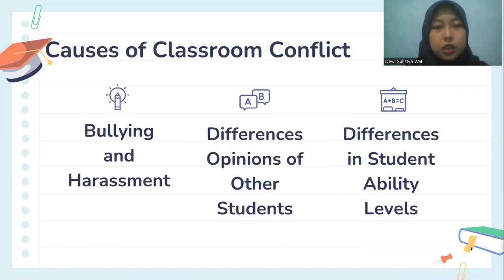Next is differences in student ability levels. The emergence of academic gaps stems from students' different levels of ability. Students with higher abilities might feel frustrated or unchallenged, while students with lower abilities might struggle and experience feelings of inadequacy. This can give rise to conflicts related to competition, comparison, or unequal treatment.